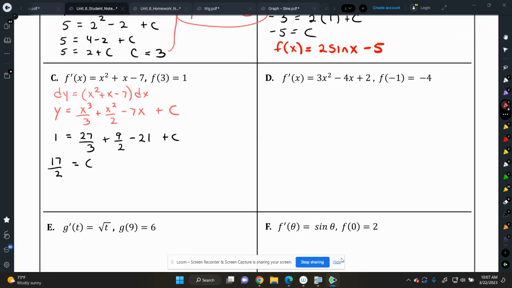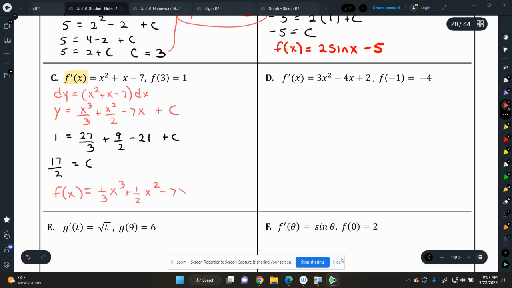So we're going to rewrite our answer, f of x. Remember, since the original problem was stated as f prime, I'm going to put my answer as f of x, not as y. So it's going to equal 1/3 x to the third plus 1/2 x squared minus 7x plus 17 over 2. So it's the same thing we've been doing, but now we have the extra step of figuring out the value of c. Okay?